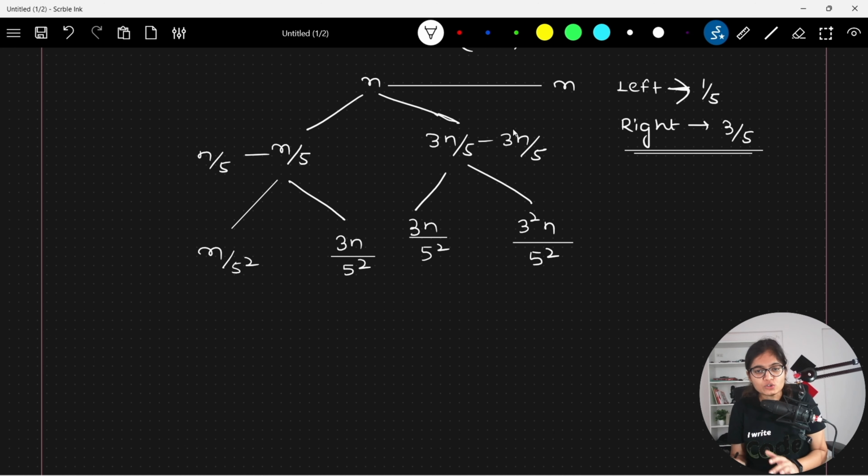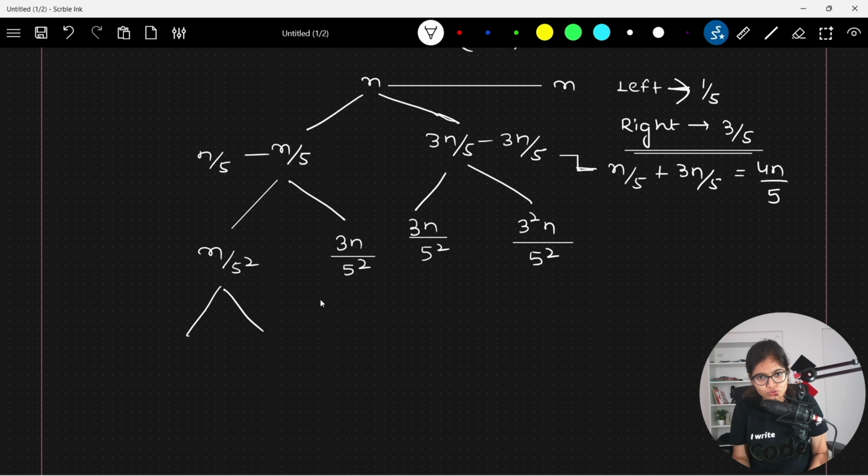So what is the total cost required in the second level? It will be nothing but n/5 plus 3n/5, which is equal to 4n/5. If I try to do the further splitting again, here you will see that when you add all these terms, 3 and 3 is 6, 6 plus 9 is 15, plus 1 is 16. It means what you are getting is 4 square n by 5 square.